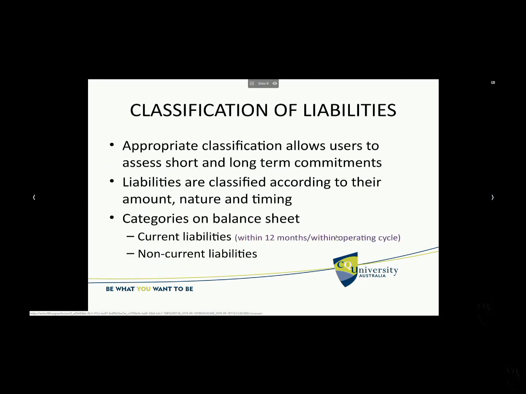Now, just going back to the previous slide, as far as current liabilities are concerned, as we said, the current liabilities are due to be settled within 12 months from the reporting date or within the operating cycle if that operating cycle is more than 12 months from the reporting date. Okay, that's the only caveat there. But just remember that the classification categories on the balance sheet don't have to be current and non-current. They can be according to liquidity as well.